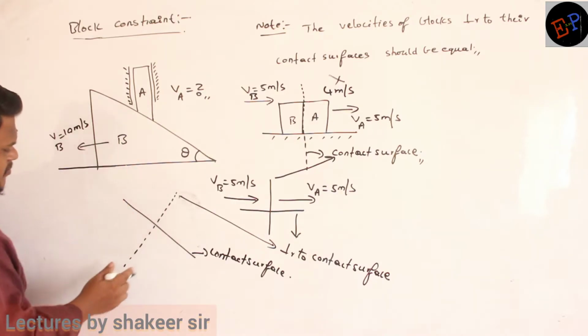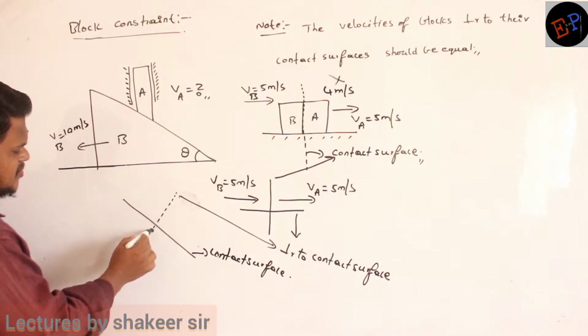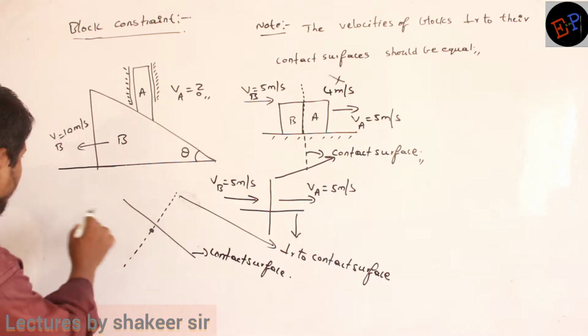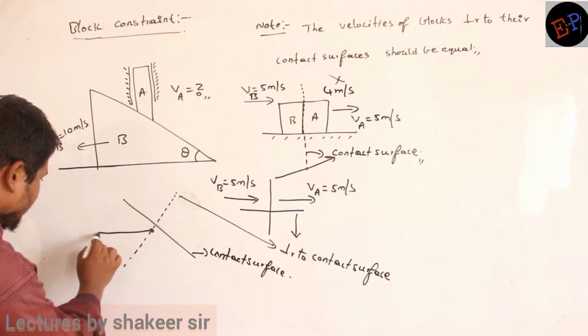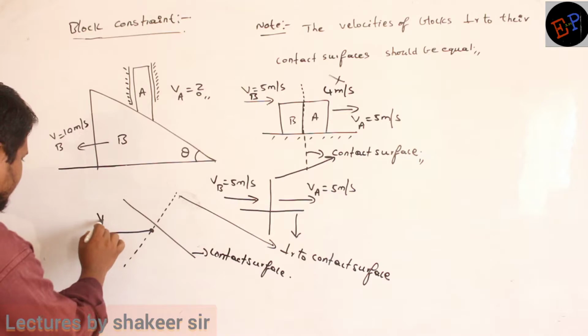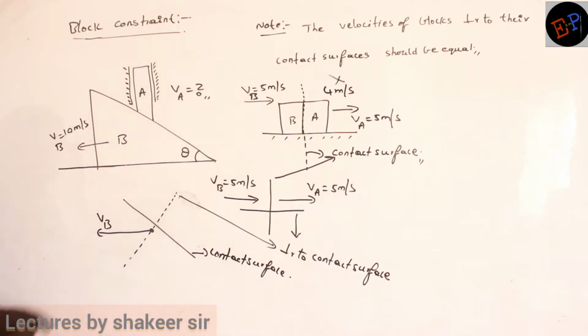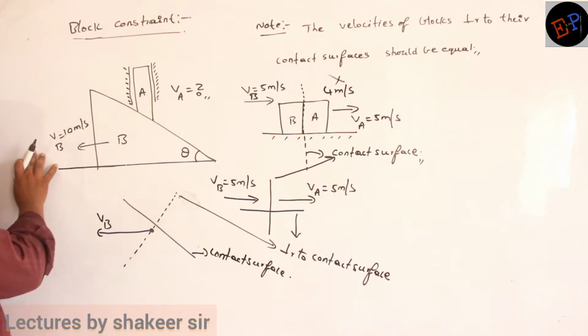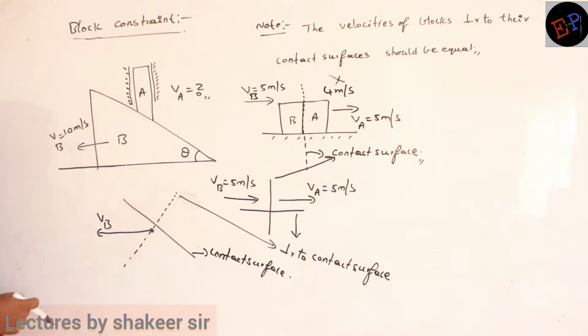Now block B. Where is my block B? Let us consider here my block B is present, and block B is moving in which direction, ma? It is moving in this direction with a velocity of Vb. It is moving in this direction only, no? Block B is moving in this direction with a velocity of Vb. Clear, no? So if this one moves in this direction, how will block A move? Block A will fall down, no? It will fall to the ground.